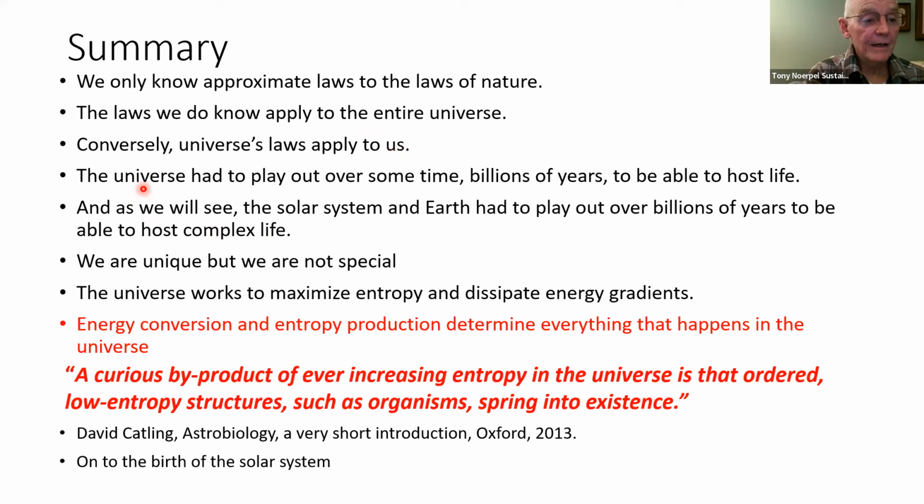And the universe had to play out over some time, billions of years, to be able to host life. As I talked about, it was only hydrogen and helium, and you had to go through, at least to get to the Sun, 40 different supernovas or generations of stars, and even that star had at least a couple of generations before it, because it just had trace elements of carbon and oxygen and so forth. And we'll see in the next episode that the solar system and the Earth had to play out over billions of years to be able to host complex life, and we'll go through that in detail.